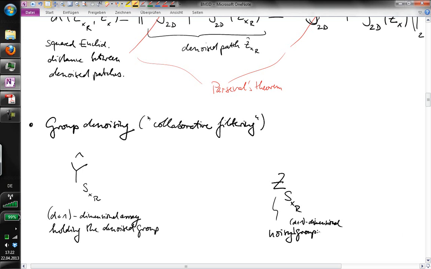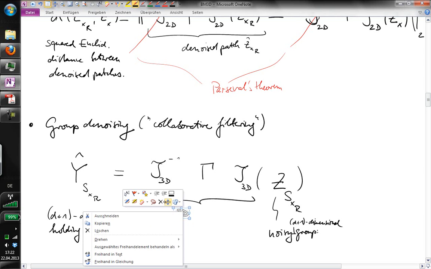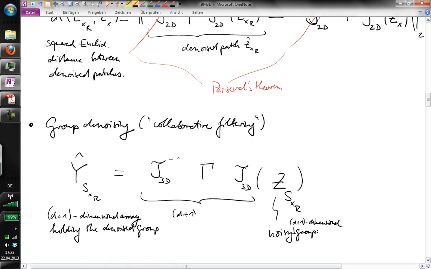And now this group is being denoised in 3D as follows. We have this transformation to a different three-dimensional representation. Again, a wavelet transformation. We then have the hard thresholding operator, and this time we do need the inverse transform. So in essence, what these operators taken together do is they denoise in d+1 dimensions. So this is a d+1 dimensional denoising.